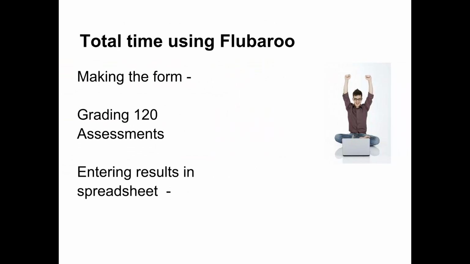So the total time for using Flubberoo, because you're probably thinking, okay, cool, but you just created another job to do. And you're right, I totally did. But making the form took 20 minutes. Grading 120 assessments took 30 seconds. As soon as I ran the script, it was done. Entering the results into a spreadsheet took about 15 minutes, so about 1/4 the time. So all in, this took about 35 minutes and 30 seconds, which is a lot better than 3 hours.